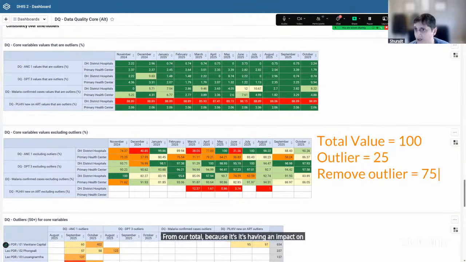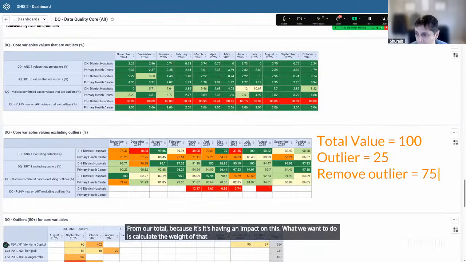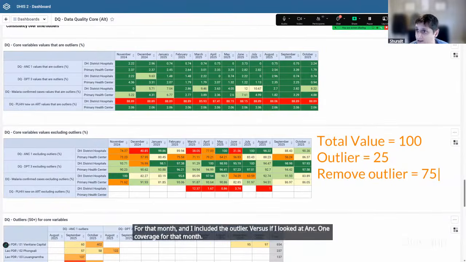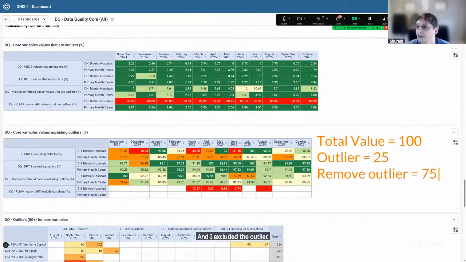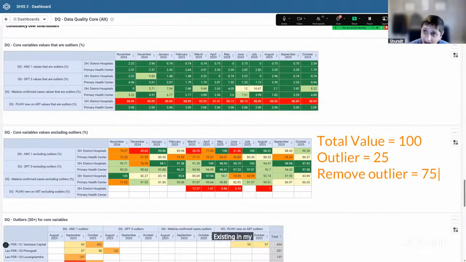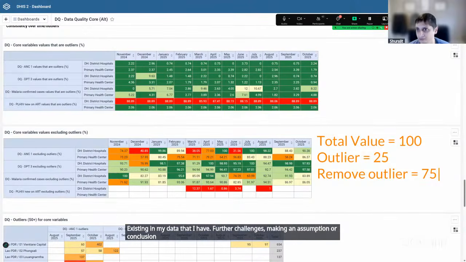What we want to do is calculate the weight of that outlier on our output. So basically, if I were to look at ANC1 coverage for that month and I included the outlier versus if I looked at ANC1 coverage for that month and I excluded the outlier, what would be the difference? Would it be significant? Is it contributing to a high weight? And is it because I have that outlier existing in my data that I have further challenges making an assumption or conclusion about the nature of kind of what happened with that information, right?